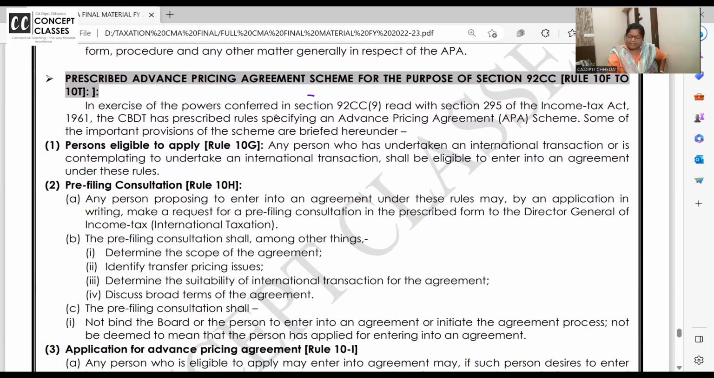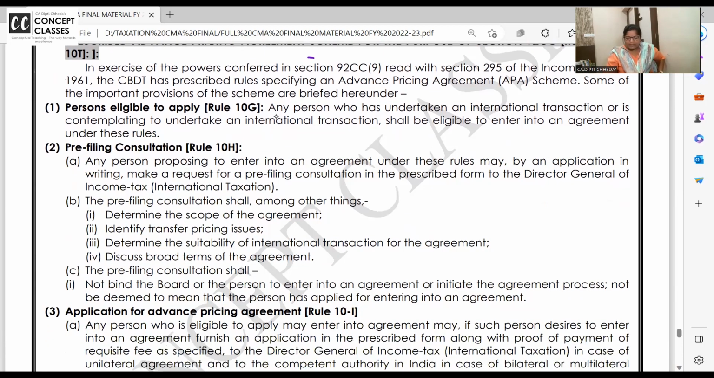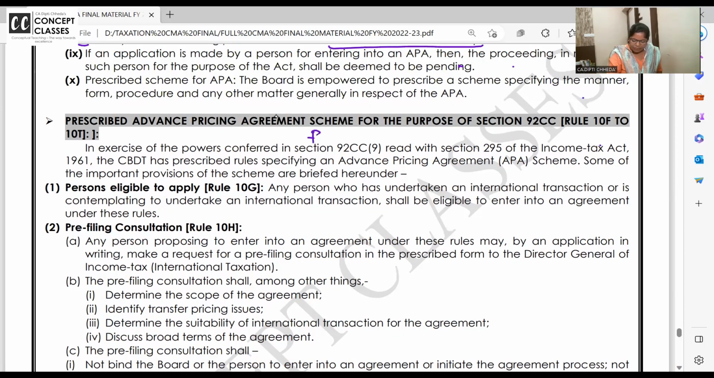Now, advance pricing agreement for the purpose of section 92CC. Some rules are there. Okay. What conditions should be satisfied before you go for an advance pricing agreement? Now in this, some things are important and few things are to be read. So from here, a bit of reading, and I will tell what is asked in the exam.